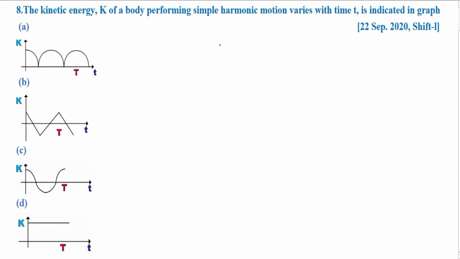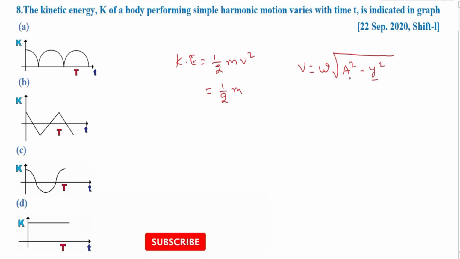Now see, we know that the formula for kinetic energy is KE is equal to half m v square, where m is the mass and v is the velocity. Next, we know the formula for v as v is equal to omega into root over a square minus y square, where y is the displacement, a is the amplitude, and omega is the angular velocity. We also know that the general formula for displacement is y is equal to a sin omega t.